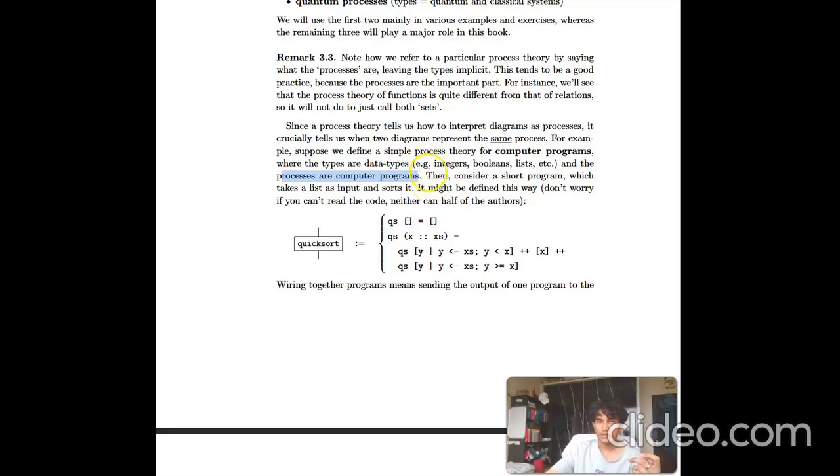If you have a small program like quicksort, then its data type is the list that we're taking in, and this is the process itself. In the first step we take in the list, and then we perform the process of sorting the list. So if a list goes in from this side, then a sorted list comes out from this side. Okay.